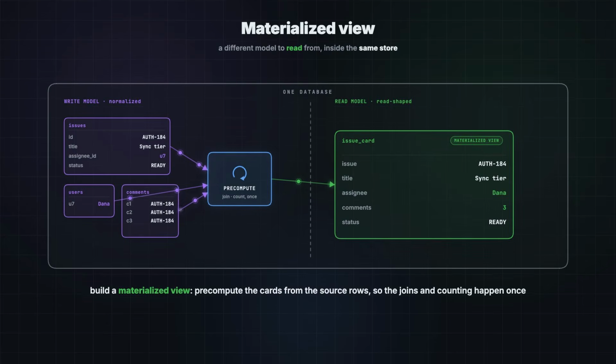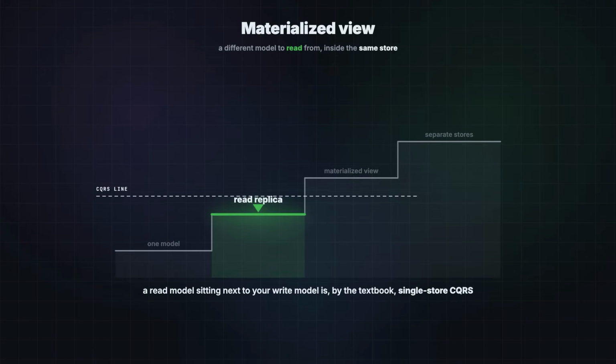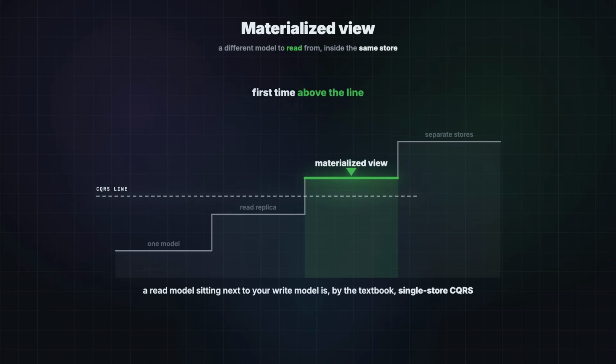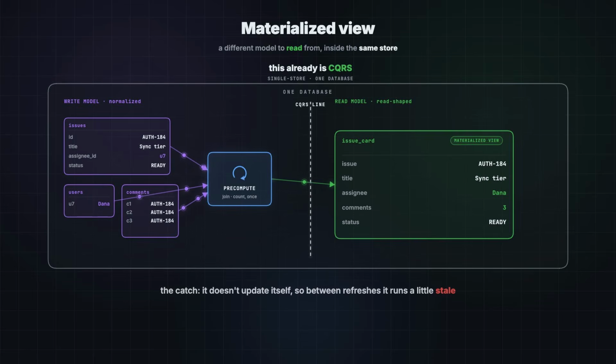So you build a materialized view. Right inside the same database, you pre-compute those cards from the source rows and store them ready to read. The joins and the counting happen once, ahead of time. That view is a different model for reading, sitting right next to your write model. By the textbook definition, that is already CQRS, a single-store CQRS, and most teams ship it without ever naming it. The catch is it doesn't update itself. You refresh it. So between refreshes, it runs a little stale.